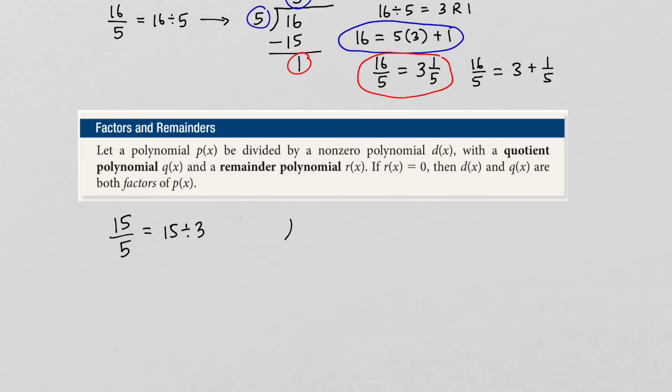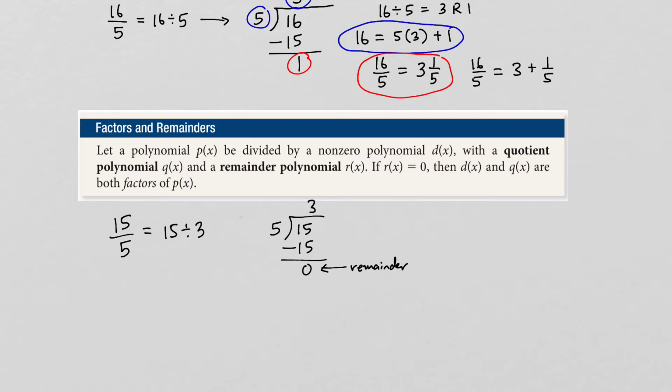You can do this using long division. 15 divided by 5. We know 5 goes into 15 3 times. And we know that 3 times 5 is 15, so when we subtract there, we get 0. So notice that we have a remainder of 0.